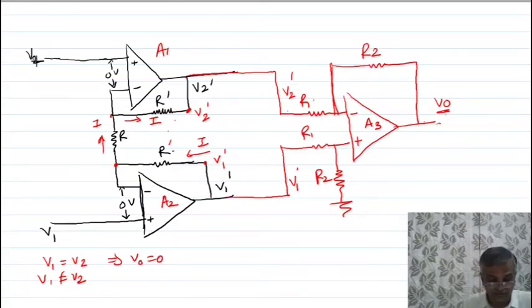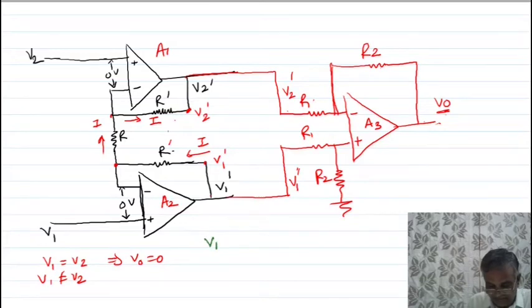But I want the output equation in terms of V1 and V2. Due to this reason, I am putting the value of V1 dash in terms of V1, and V2 dash in terms of V2. So let us put, very easily you can put, look here, from this circuit.